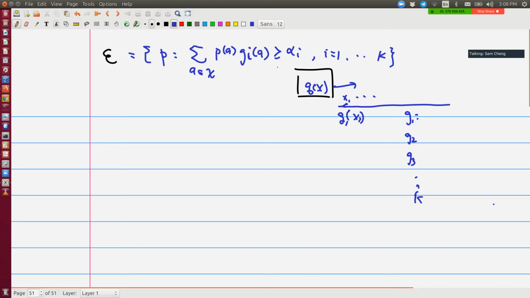Actually it's closed because you see it includes the boundary. If this were not "bigger than or equal to" but just "bigger than", then it wouldn't be a closed set. And it's quite easy to show this is convex. Basically, if you want to show it's convex, look at two P's here.